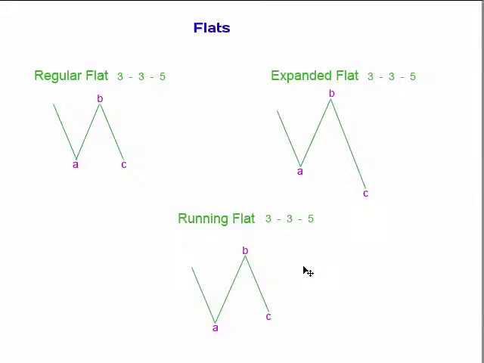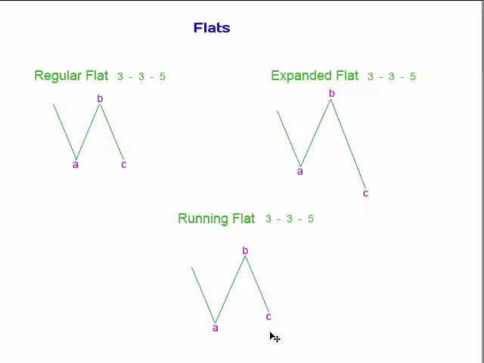Running flats are quite rare. They subdivide the same, 3, 3, 5. The B wave moves beyond the start of the A wave, usually not by too much, and the C wave is slightly truncated, failing to move beyond the end of the A wave. It still moves price against the main trend. All of these diagrams are corrections for within a bull market, so they're all moving price lower, and this one starts high, ends low, so it has moved against the main trend, but the overall look of the structure is skewed in the main trend direction.